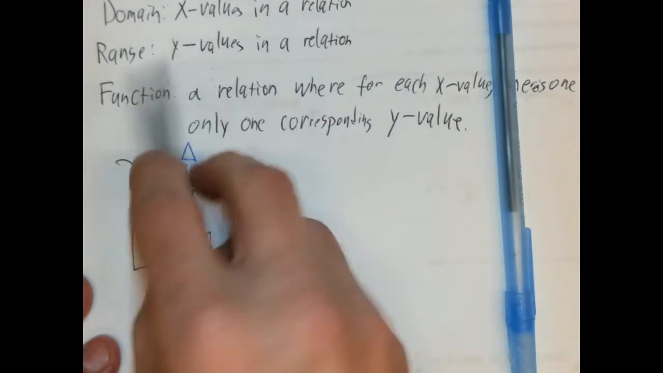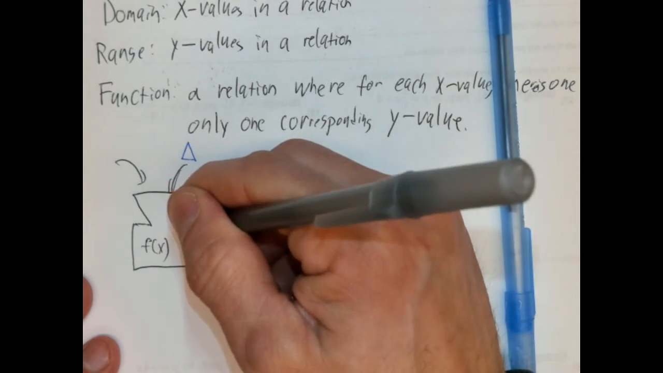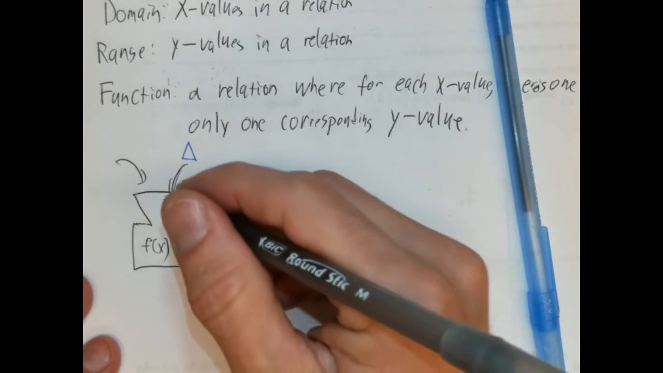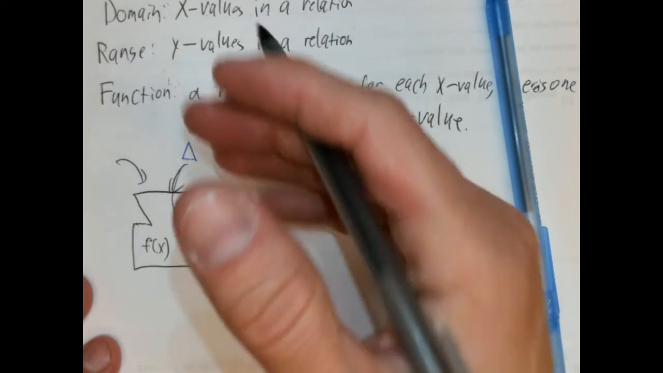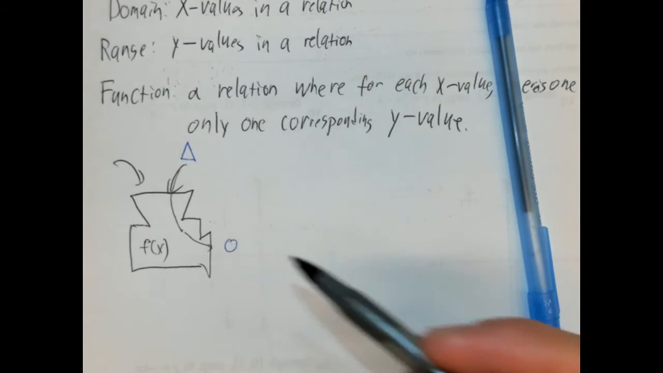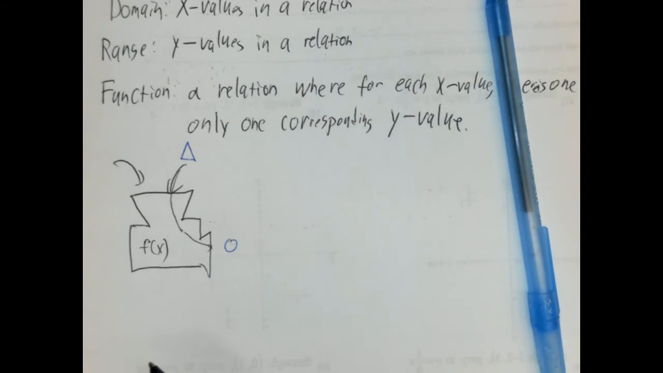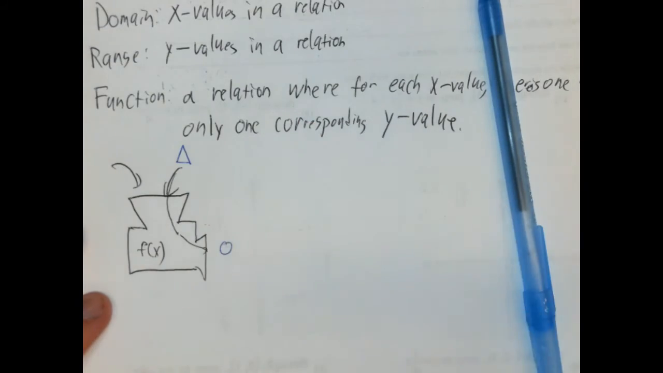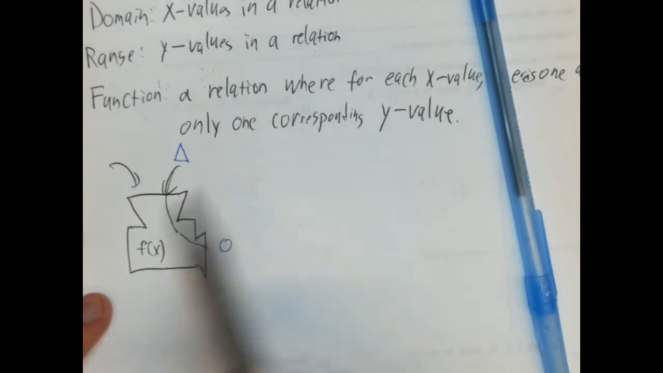So the triangle goes into this function. Something happens to it, and it gets altered. This is the input. This is the output. So the input is what you put into the function. The output is what you get out of it. The x value is the input. The y value is the output, also known as the functional value. It's a visual idea that you put something into this function, it changes into something else, and you get the output.